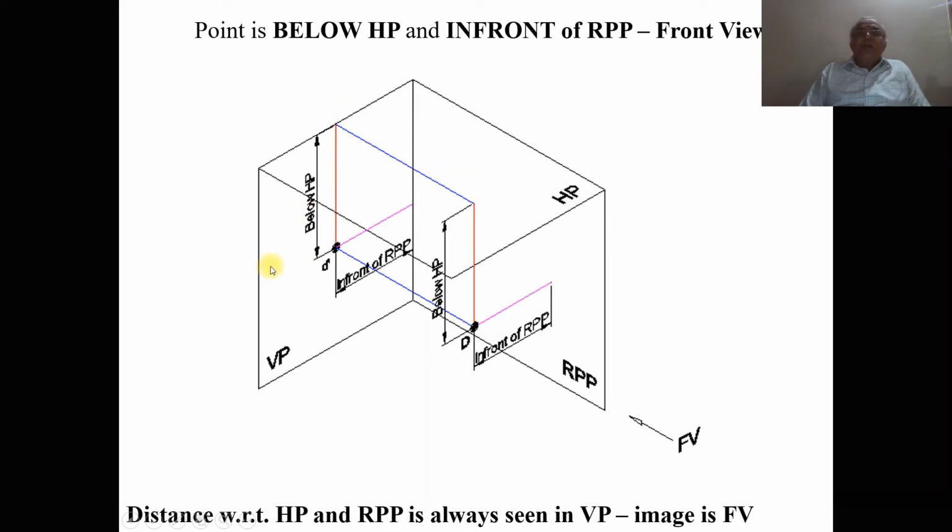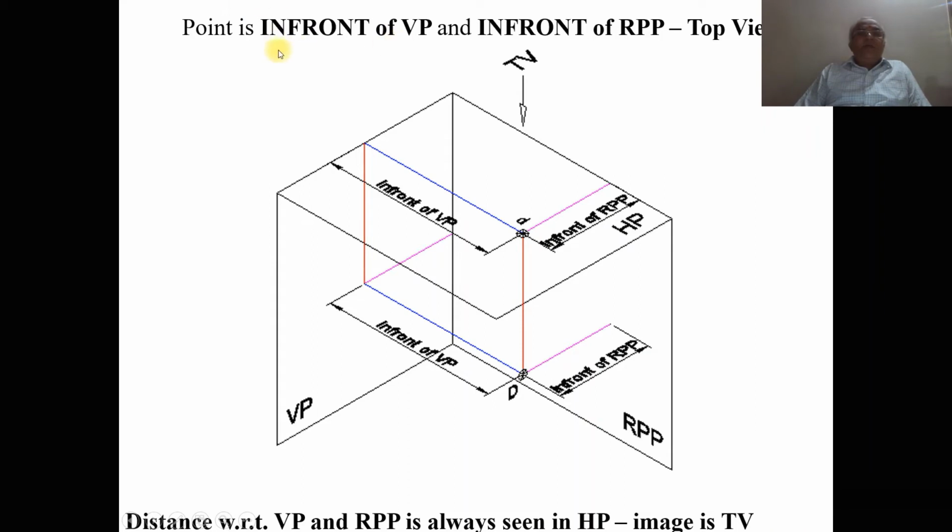Now we will look at the top view. In the top view, we can see in front of VP, and also in front of RPP. That is seen in the top view. How? When you look from the top view, I can see the distance in front of VP, that is this distance, and when it is projected, it falls on the horizontal plane, which is small d. So this distance becomes in front of VP.